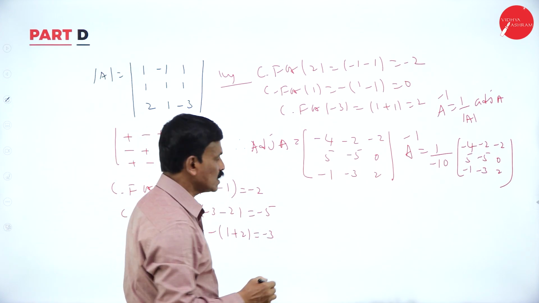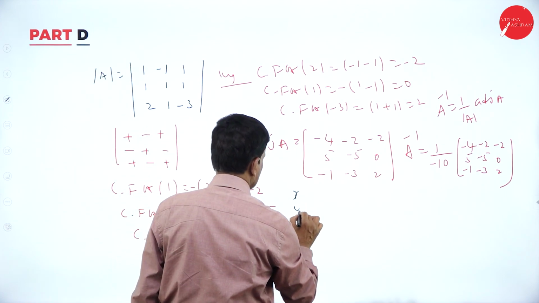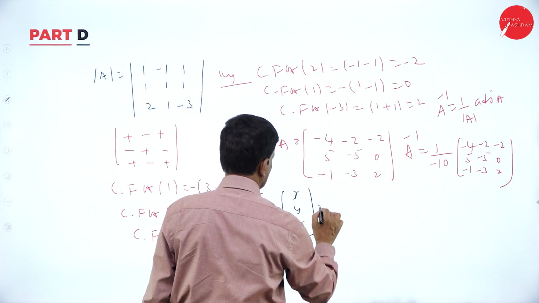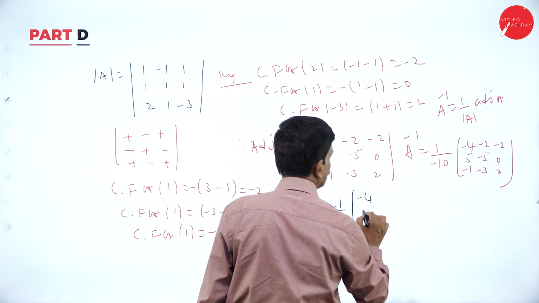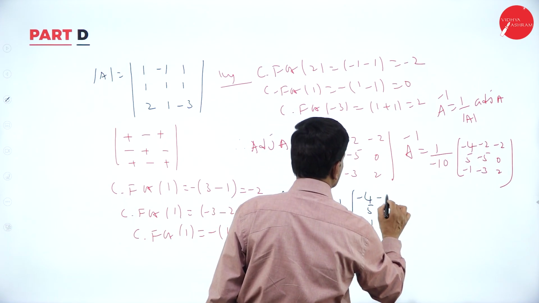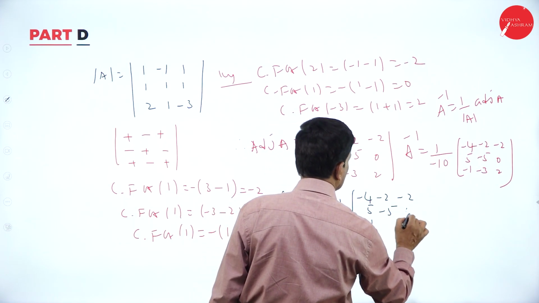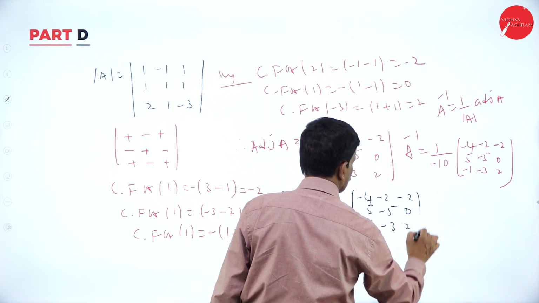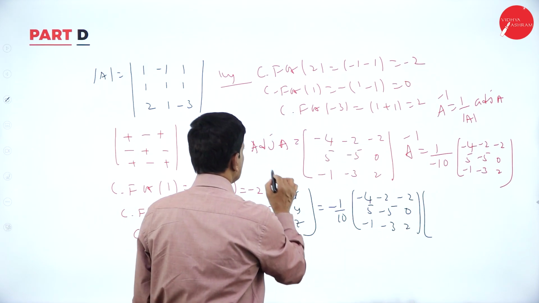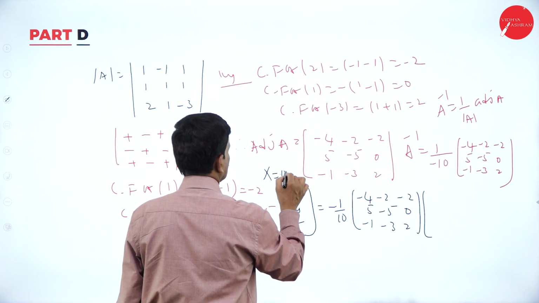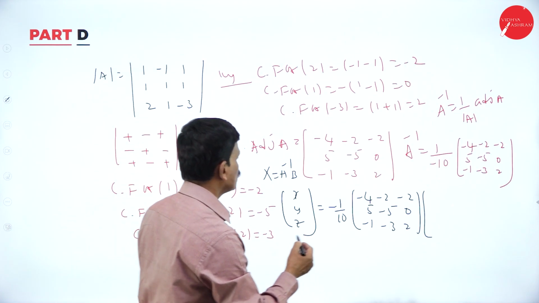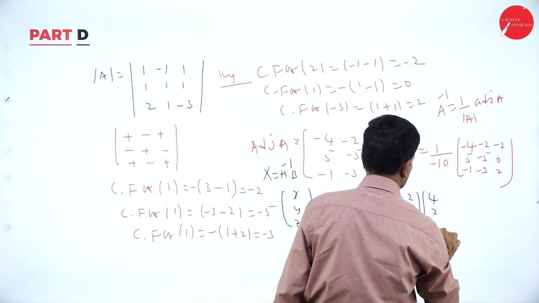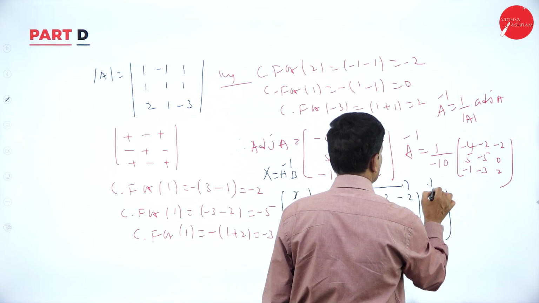What is the solution? X is equal to x, y, z. The solution x, y, z is equal to 1 over 10 into minus 4, 5, minus 1, minus 2, minus 2, minus 5, 0, minus 3, 2 into D. X is equal to A inverse B. What is B? B is 420. Multiply this first row, first column.